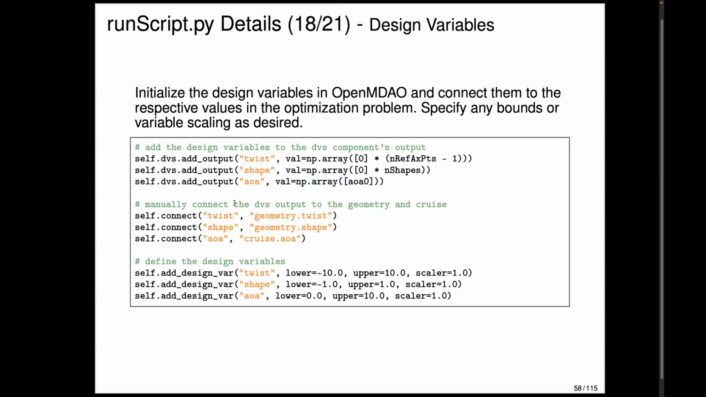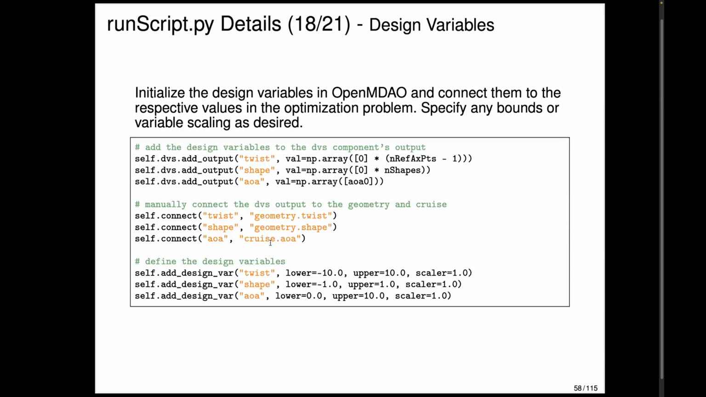Now we need to connect everything, because so far these twist, shape, angle of attack variables are not actually connected to anything within the MPhys problem. So we'll connect twist to the geometry component twist, which is already connected downstream to the aero and structural solvers. The same goes for the shape. So we're connecting to the geometry shape component, which goes downstream to the aero and structural solvers. And then angle of attack gets connected directly to the DAFoam component, because that does not need to go through the geometry component.